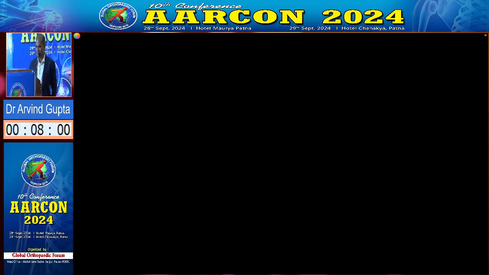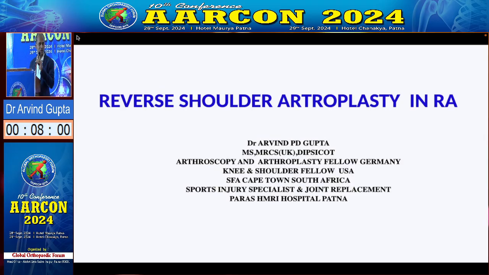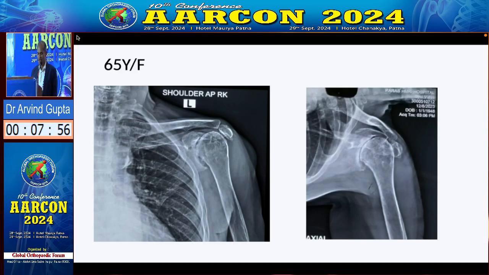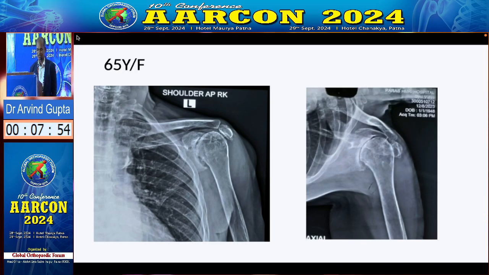Rheumatoid arthritis involves almost every part of the joints of the body. So after the hip, knee, and hand joints, the shoulder joint is the most commonly involved joint. So I'll start with this case. She is a 65-year-old female.